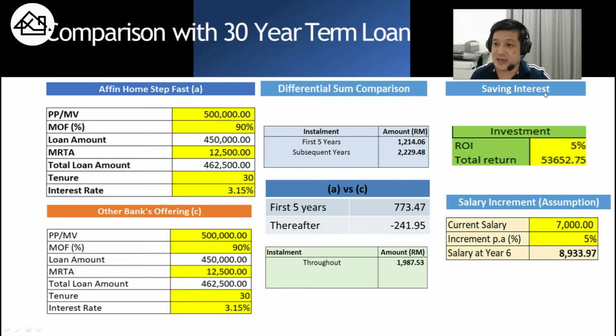Next, let's just say you have an instrument which gives you 5% a year, and you put that in every month. Every month for 5 years. At the end of the 5th year, you will receive around 54,000 as a total return. If you have a salary increment, assuming you start at 7,000 a month, increment of 5%, then salary in year 6 is 9,000 perhaps.